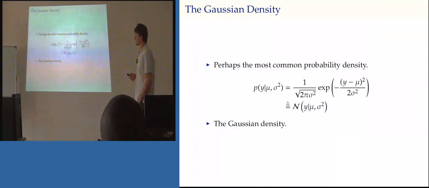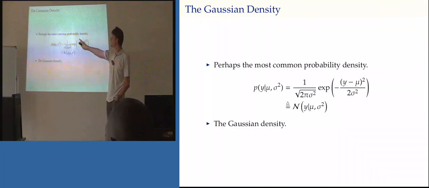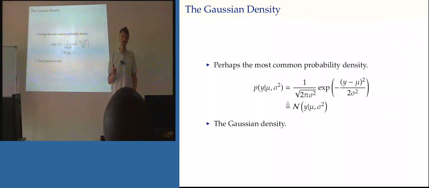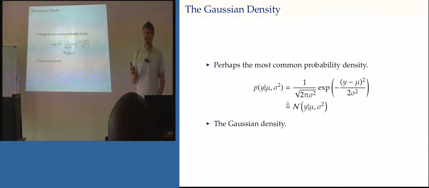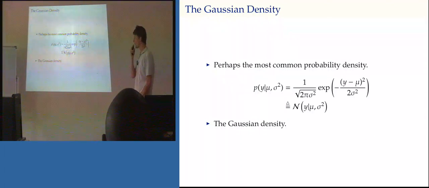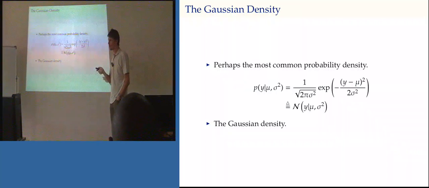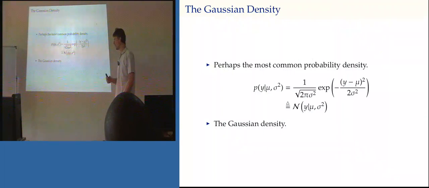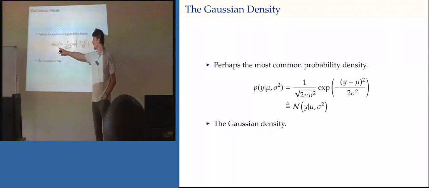Okay, so the Gaussian density, it's perhaps the most common probability density. It's so common that I think even people think that features of that density are features of all probability densities, and we'll look at a couple of the features of that. It's core to everything we're going to talk about. It has some remarkably unusual properties which no other distributions have. In one dimension, it's specified by a mean and a variance.